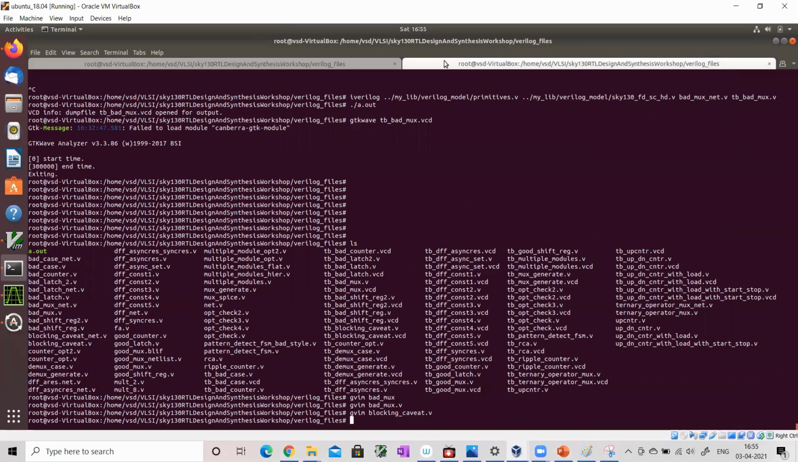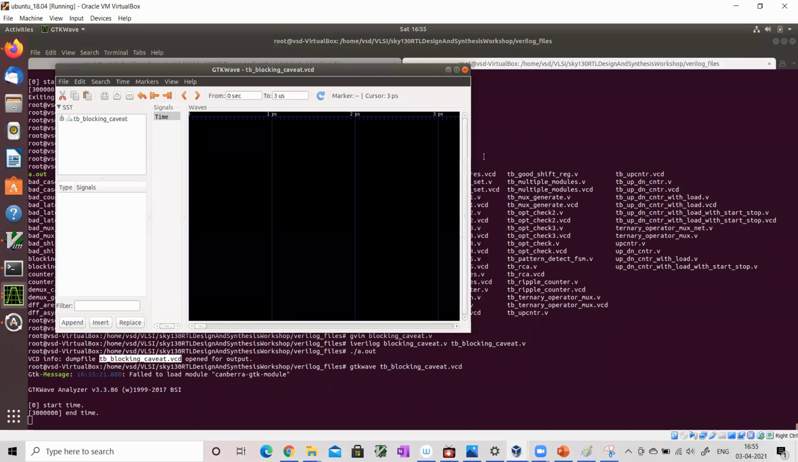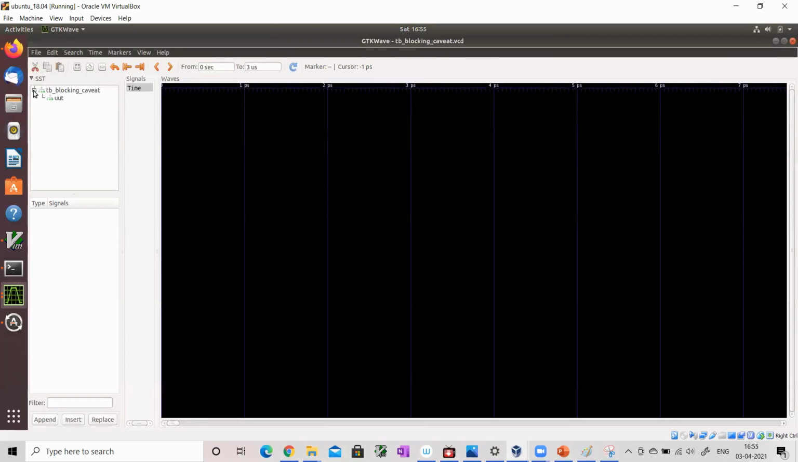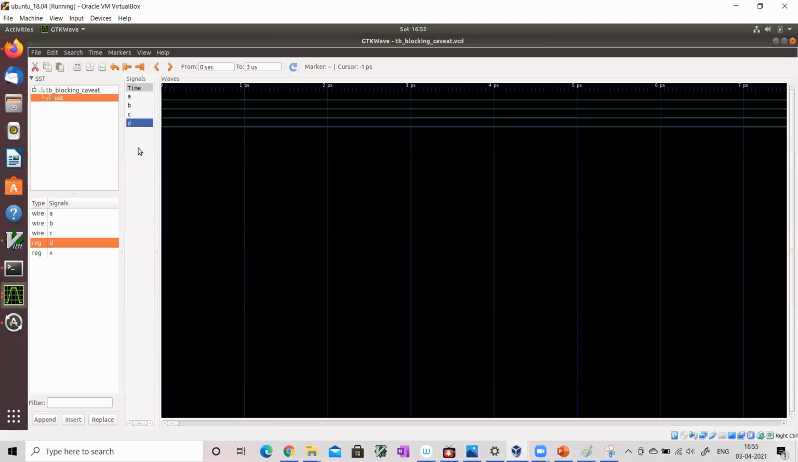So first let us do the RTL simulation. So iverilog blocking caveat.v and the TB is TB underscore blocking caveat.v. ./a.out, gtkwave. Let's see what happens. Clearly this RTL simulation, I'm seeing only UUT. I'm not seeing any underscore U underscore 1 underscore 2 like that. So let us plot the signals. A, B, C, D. Okay.